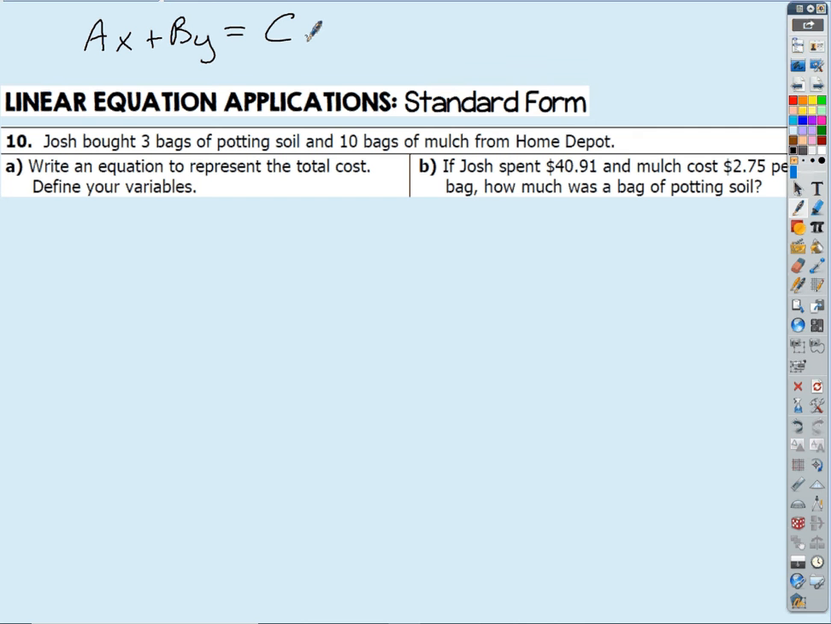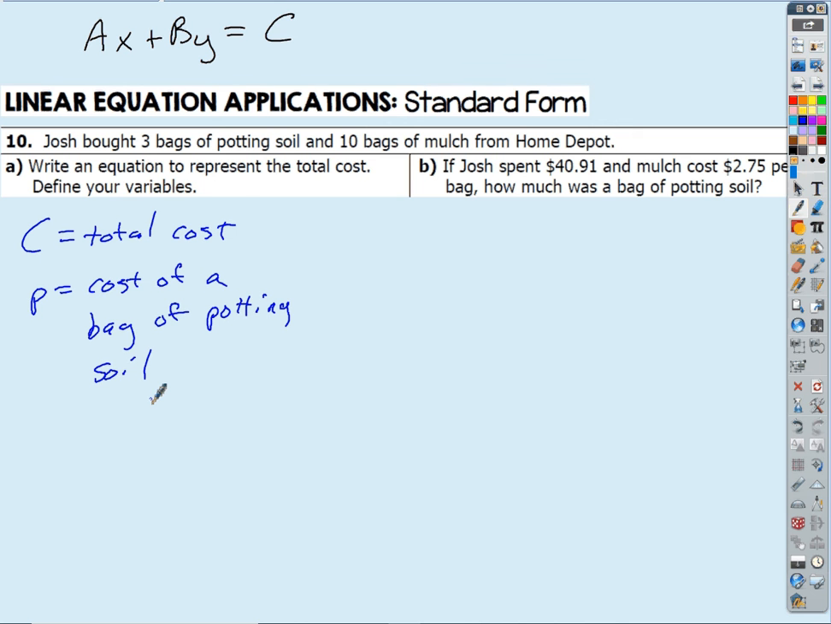So for the total cost, we have to define our variables. Let's let C equal total cost. What are the other inputs going to be? We're trying to calculate total cost. What else do we need before we can calculate it? If he's buying 3 bags of potting soil, what else do I need? The cost of the potting soil. So we'll call that, how about P? P is the cost of a bag of potting soil.